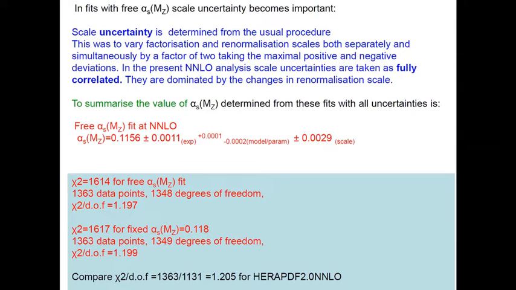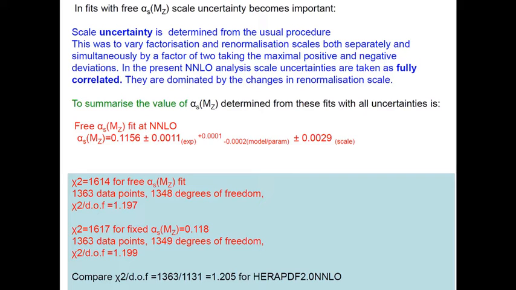So, as I just said, in fits with free alpha S, the scale uncertainty becomes important. We determine this from the usual procedure of varying the factorization and renormalization scales both separately and simultaneously by a factor of 2, and taking the maximum positive and negative deviations. We also do this with the usual 7-point procedure, where you don't allow the factorization scale to go to a half when one of the other scales is going to times 2 at the same time. So it's the 7-point scale variation. And what it does is add this error of plus or minus 0.0029. It's roughly symmetric to the overall uncertainties.